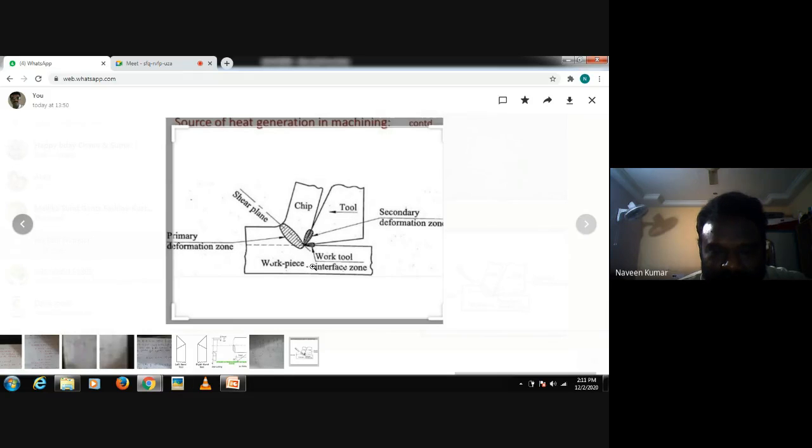And now when you look at the total amount of heat generated during the process of machining: heat carried away by chip flow, heat passed into the tool, heat remaining in the workpiece, and heat lost to surroundings. Now write down.